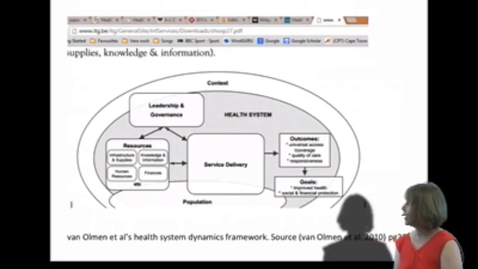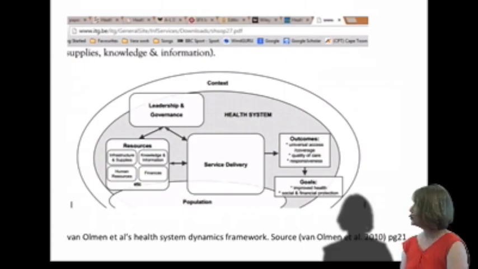The third framework that I would like to show you is one which has been proposed by Van Olmen in a different publication. This one looks at what they propose to be a health system dynamics framework. And again, you will recognize the influence of the building blocks. So in the resource block, we have the infrastructure and supplies, knowledge and information, human resources and finances. Those are four of the building blocks from the WHO framework.